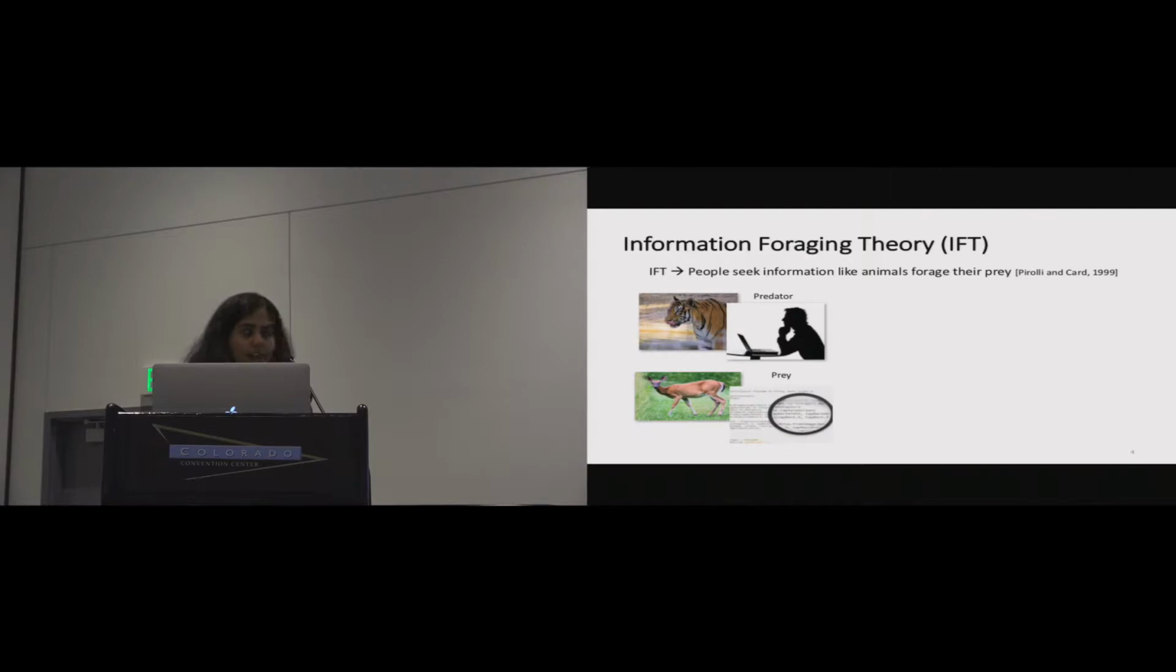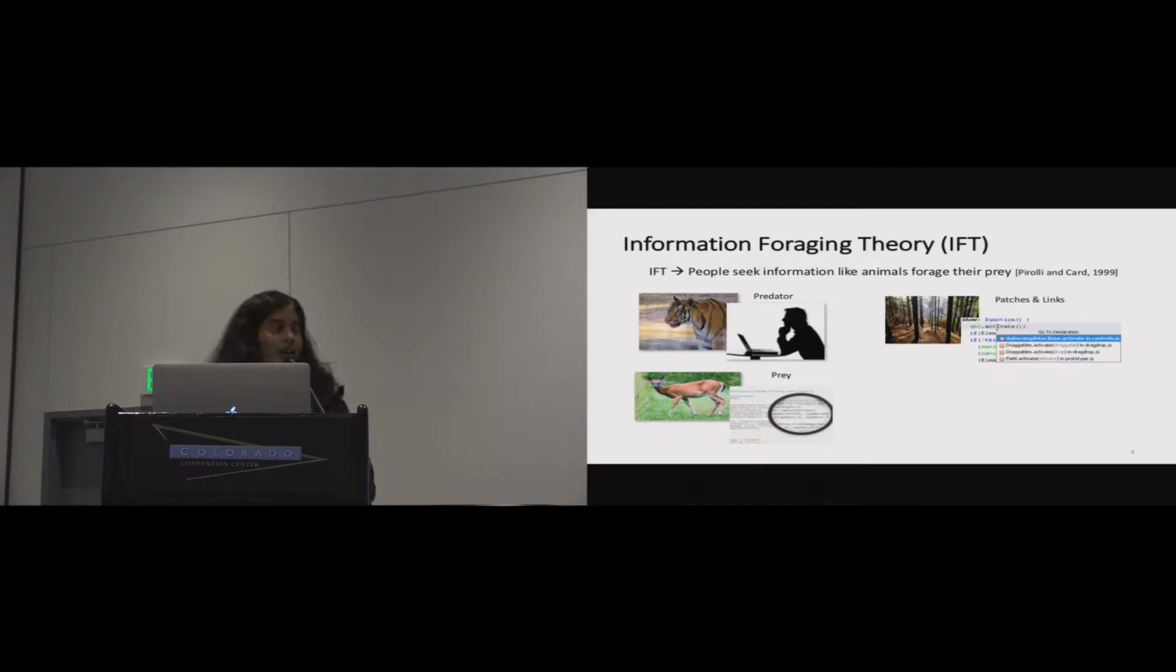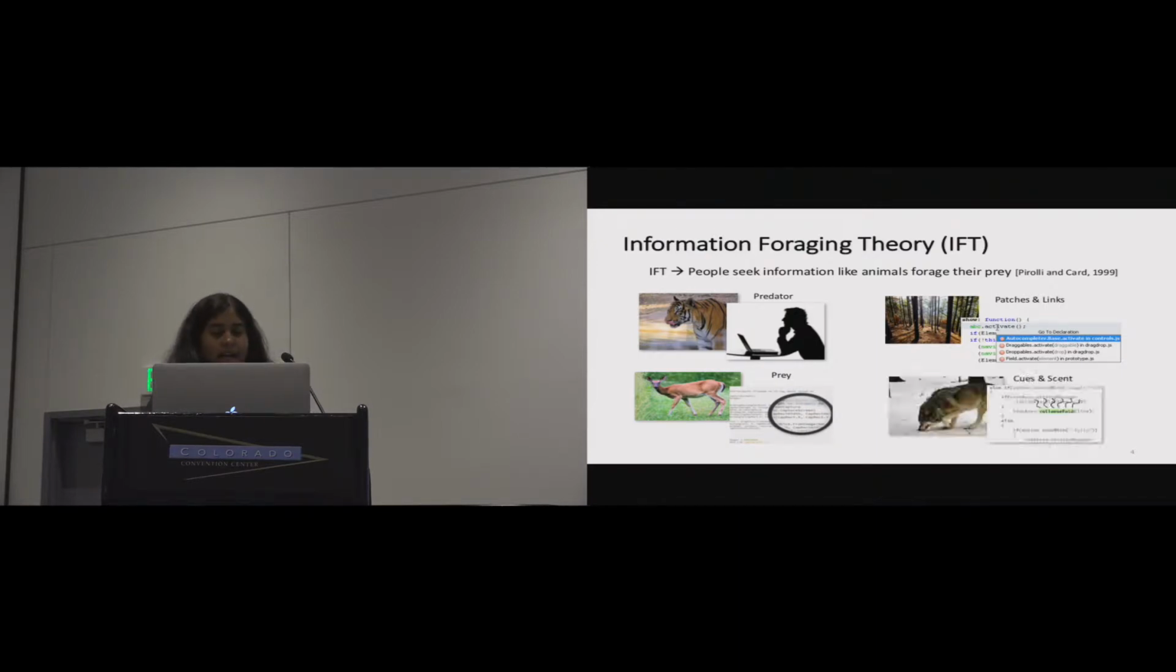There is a predator and a prey. Here, the predator is the programmer, and the prey is the stuff that he or she is trying to look for. The prey might be hiding in different locations called patches, such as methods. And a programmer could go from one patch to another using links, like clicking on a link from one method to another or scrolling above and below. And just like animals sniff at cues like hoof prints to go to their prey, human predators, in this case programmers, also use cues such as words in source code and use that scent to guide them to their prey.